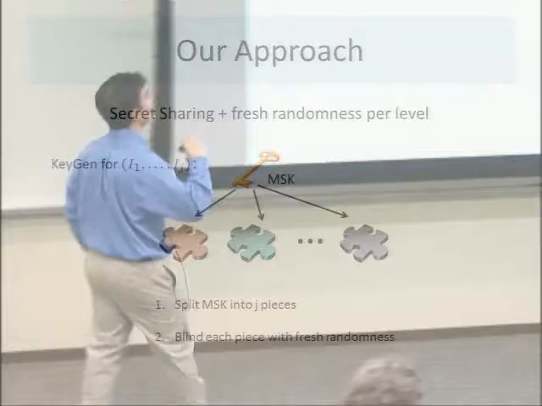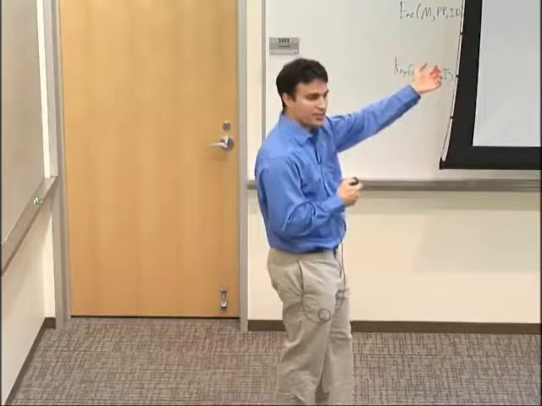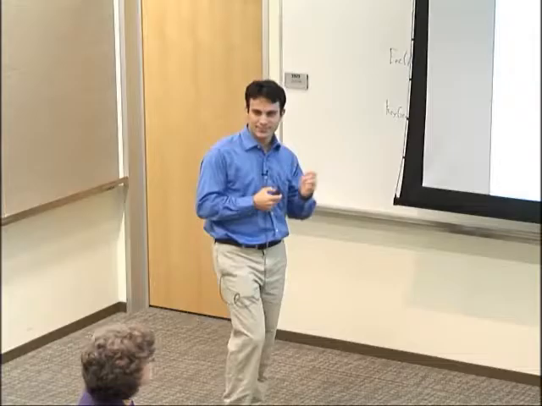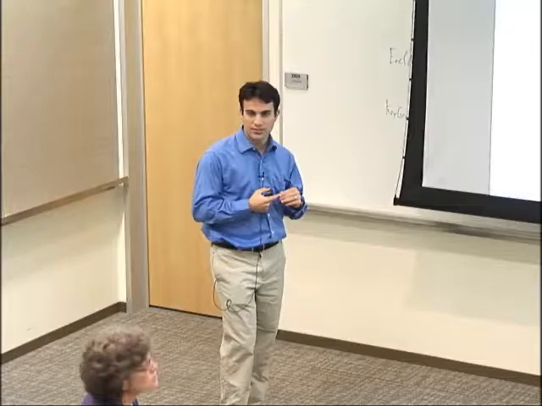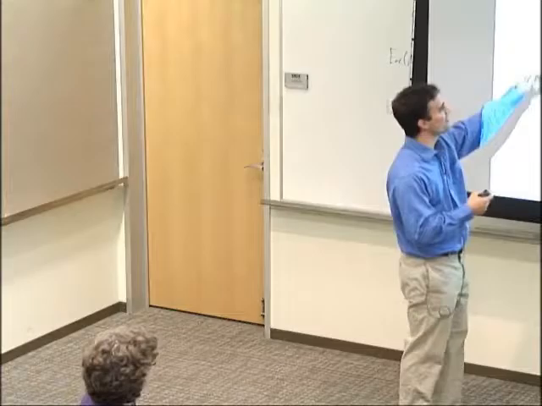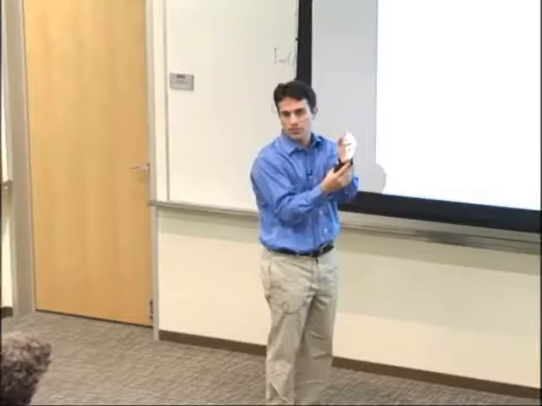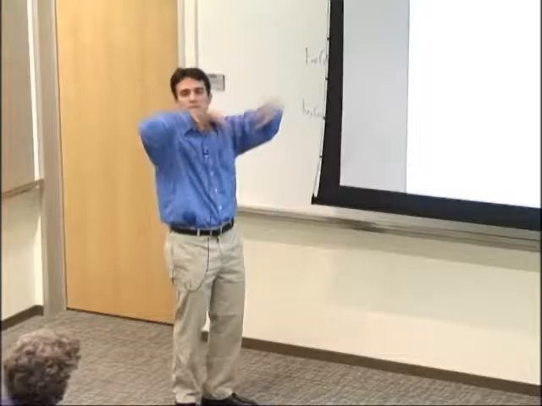So our approach is to use some type of secret sharing plus fresh randomness for each level. Before you go there, is this going to require large public parameters or larger ciphertext? No. There are other bad things it doesn't do. The ciphertext will get a little larger, maybe a factor of two larger, although there's some better way to make it a factor of 1.5. But it won't blow up like n cubed or something bad like that.